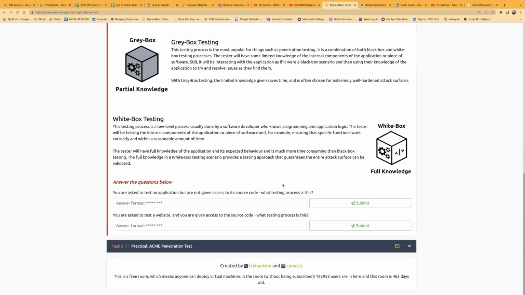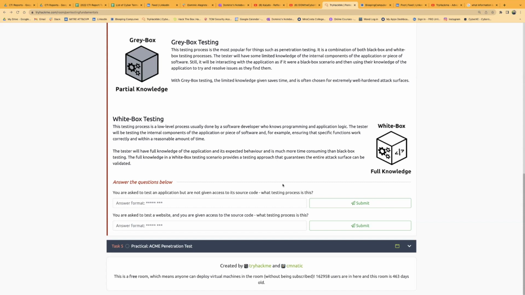So they'll know what coding and what queries need to be structured a certain way in order to prevent some vulnerabilities, maybe something that prevents SQL injection, right? And this tester will be testing the internal components of the application or an actual piece of software. So they're giving examples, like making sure specific functions work correctly and within a reasonable amount of time.